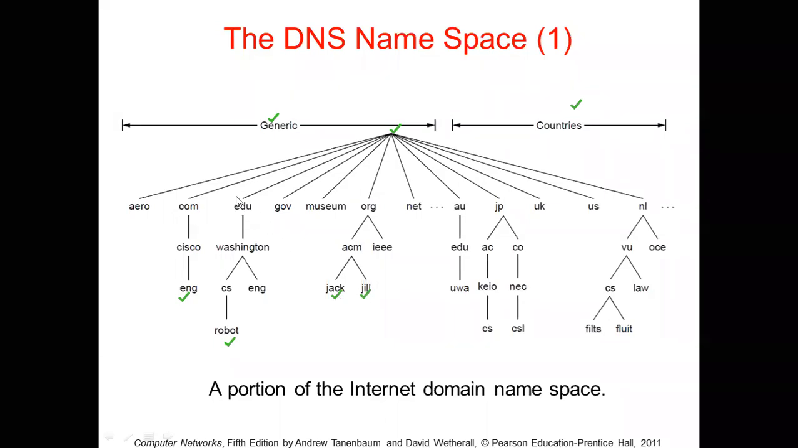But if you look on top, EDU, for example, is a domain which contains a subdomain called Washington, and under that there are two subdomains, CS and ENG. Okay, so there are generic domains and there are country domains. Now, what are these generic domains? Generally, the kind of domains that people use for commercial applications, educational institutions, and government-related websites are the generic domains.